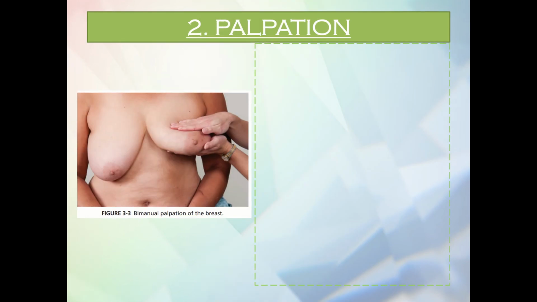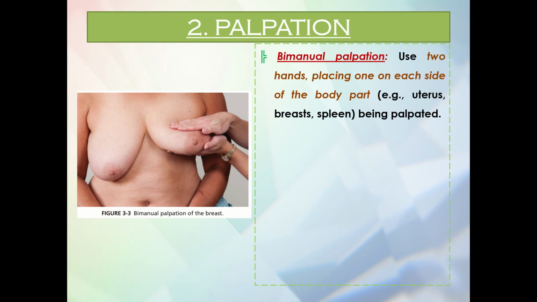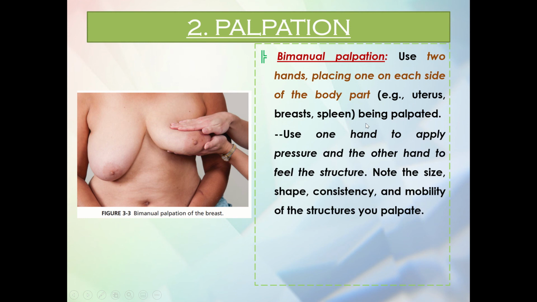So especially kung medyo chubby or obese yung ating pasyente, so we do that. And then by manual palpation, so we use 2 hands, placing one on each side of the body part. So commonly ginagamit ito to palpate the uterus, breast, spleen. Okay? And then how do we do this? Use one hand to apply pressure and the other hand to feel the structure. So yung isang kamay is exerting pressure while the other one is feeling the structure.